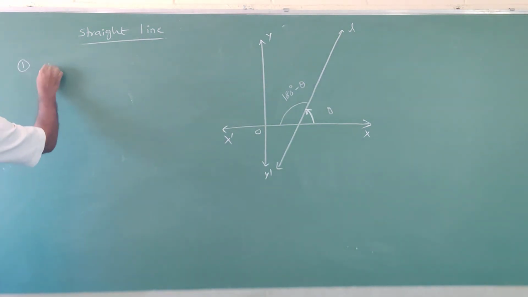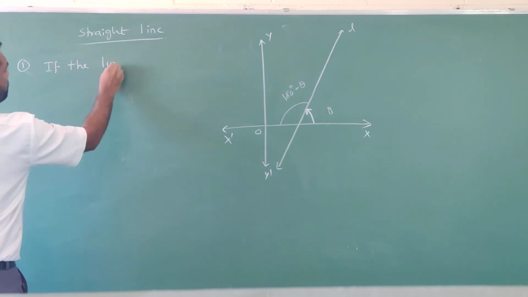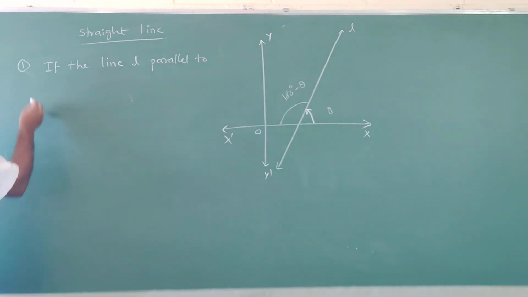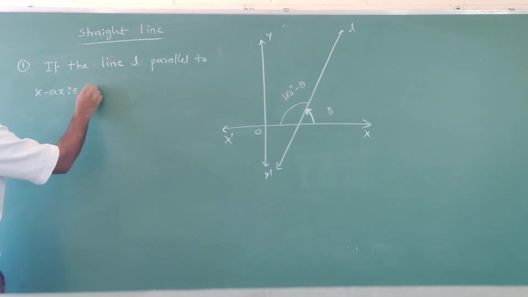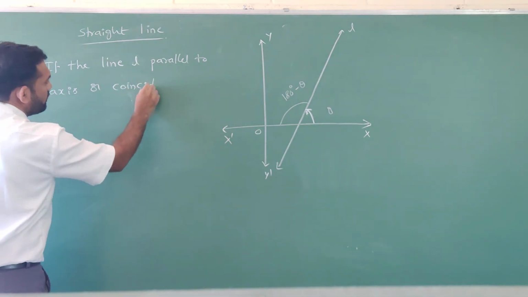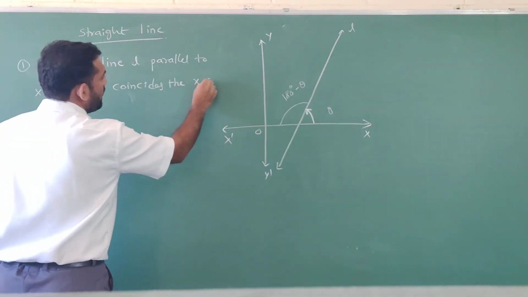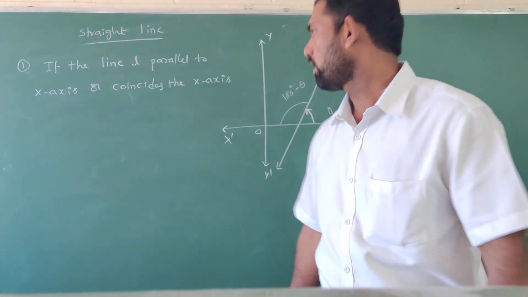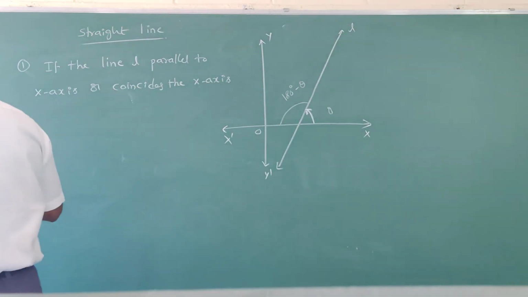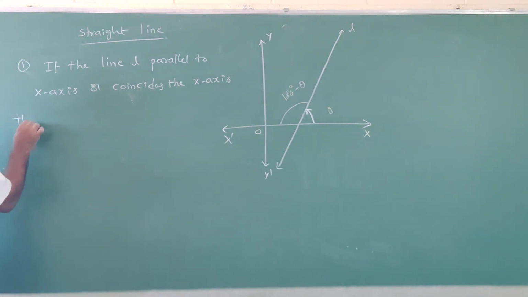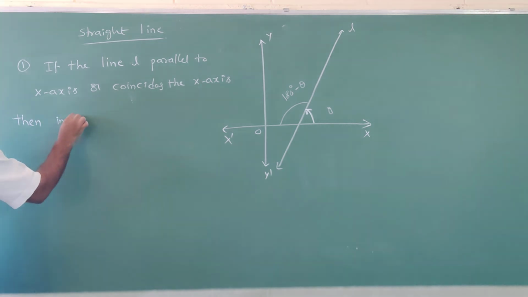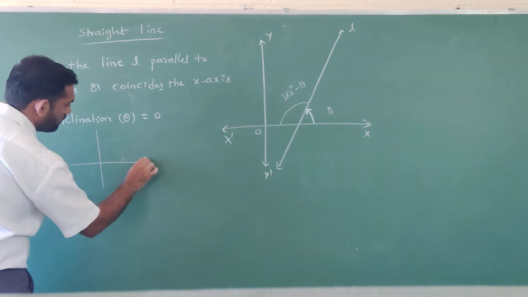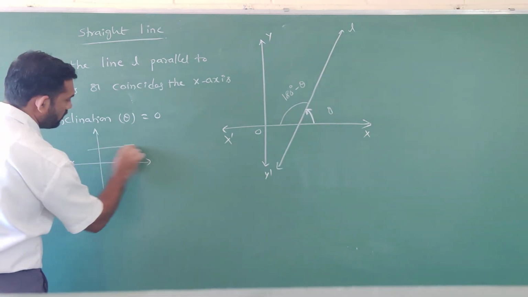First point: if the line L is parallel to x-axis or coincides with the x-axis, then the inclination theta is equal to 0. The diagram is like this. This is L.